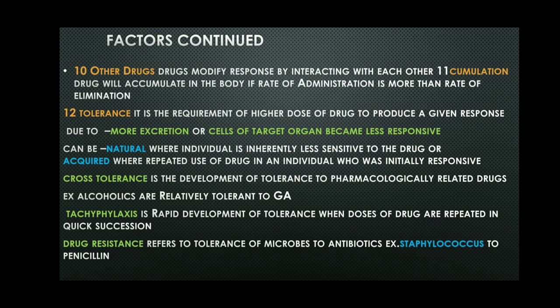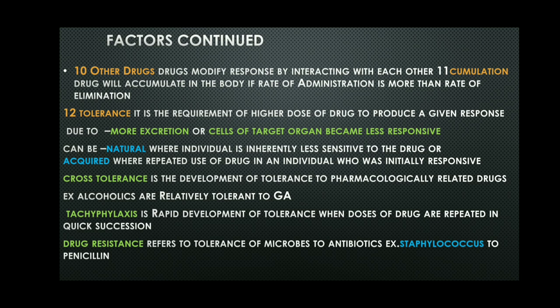Now cross tolerance. What happens here is the development of tolerance to pharmacologically related drugs. So here tolerance is developed not just to the drug which is given more, but to related drugs also. For example, someone is alcoholic, so they are relatively tolerant to general anesthesia. Why? Because general anesthesia is pharmacologically related to alcohol. So that is what cross tolerance is.